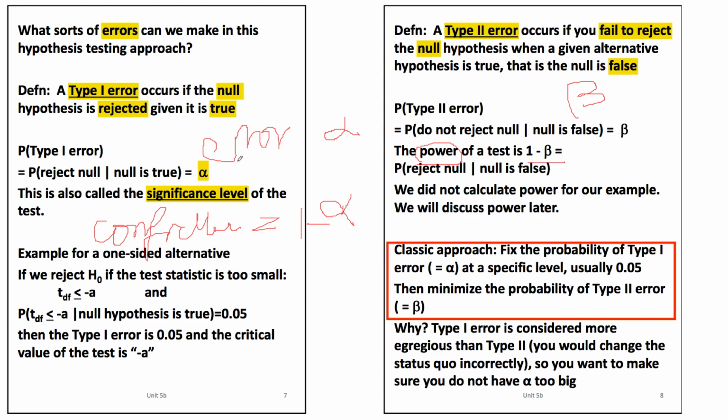And there are two kinds of errors you can make. So how are we going to handle the relationship between them? Normally we fix the probability of alpha at a certain level. We do 0.05. And then we minimize the probability of type 2 error, that's beta. So we fix alpha at 0.05 and then we minimize beta as much as we can. Why? Because normally the first kind of mistake is worse than the second kind of mistake. Okay?